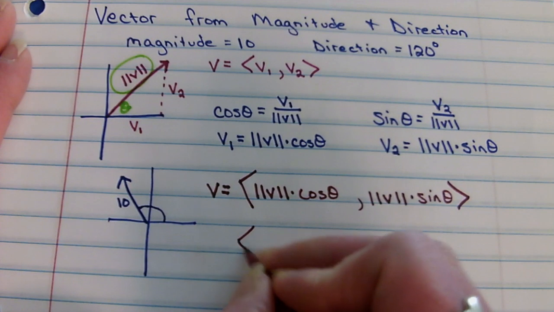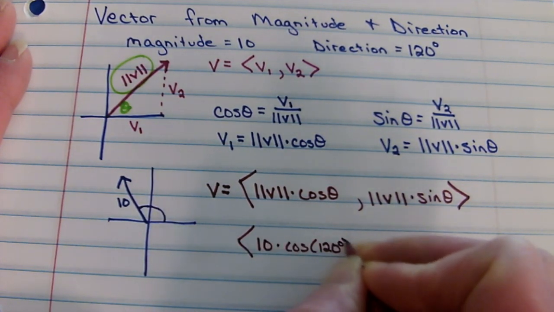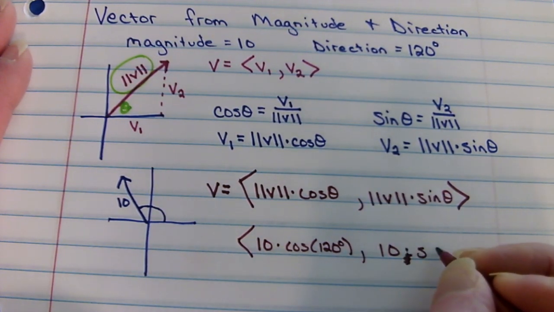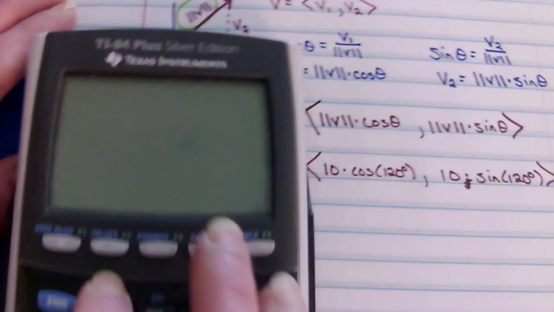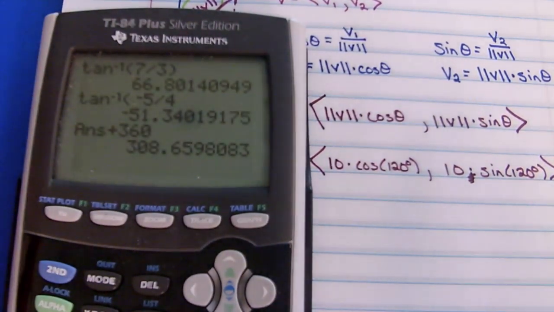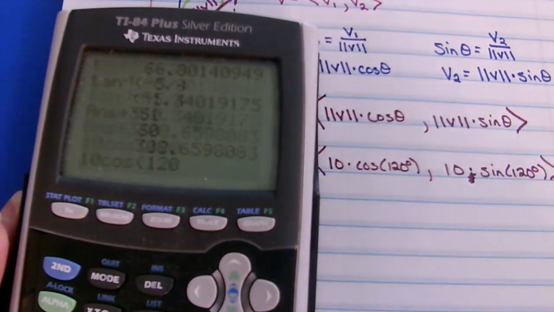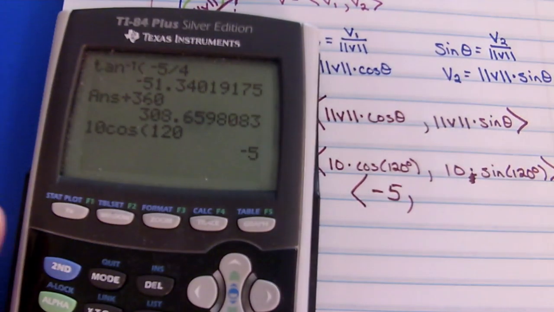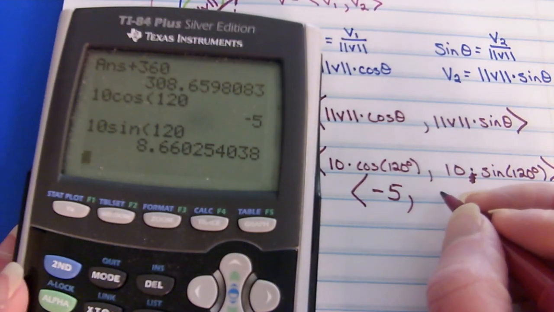So this would be 10 times the cosine of 120 and 10 times the sine of 120. Now, if you had your unit circle, you could actually find the exact numbers, but I believe that Khan Academy is okay with using decimals. So 10 times cosine of 120 gives me -5, and 10 times the sine of 120 gives me 8.66.